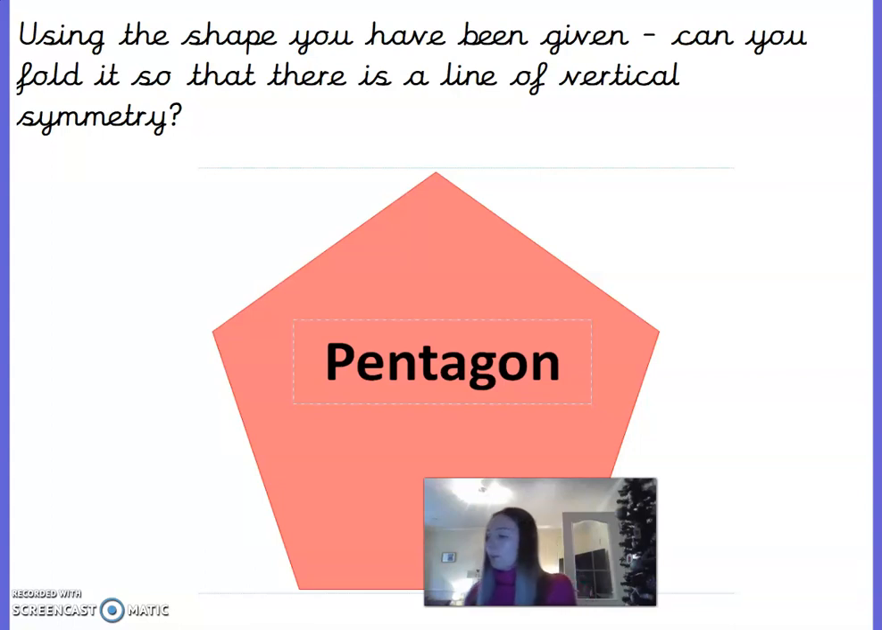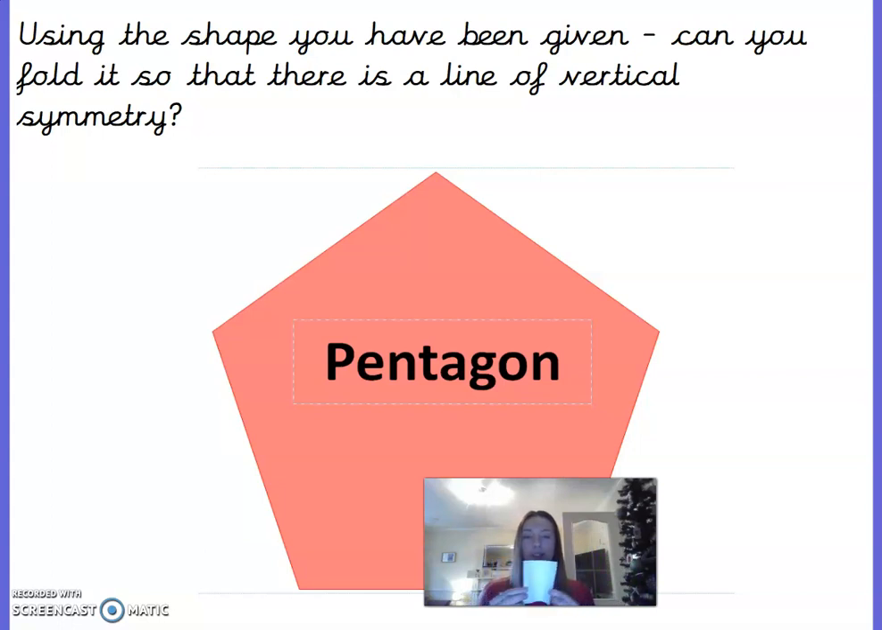So I'm going to pick up one of my shapes that I've got here, and I have got a square. And using the shape that you have picked up, I'd like to see if you can fold it to see if there's a vertical line of symmetry. Remember, if something's vertical, it goes from top to bottom.